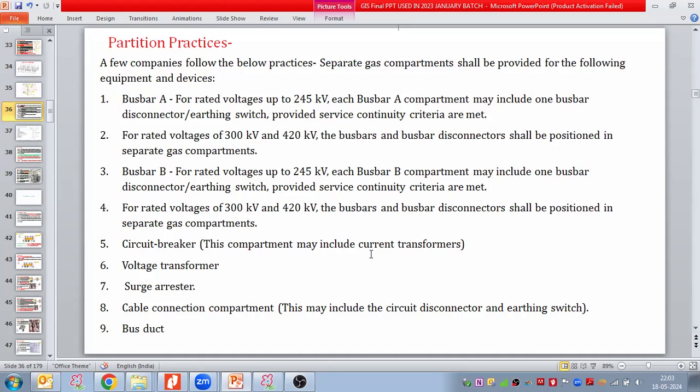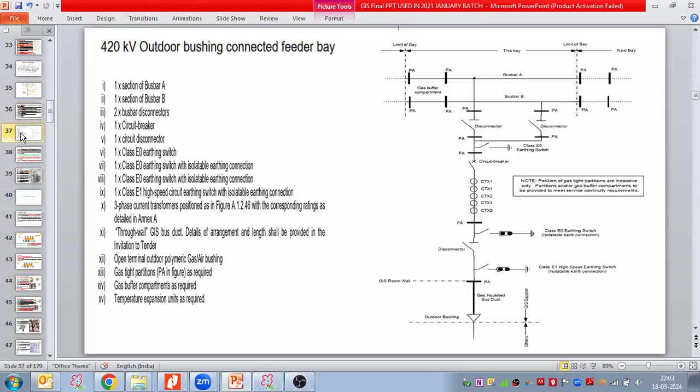Breaker, this compartment may include the current transformer sometimes, otherwise we take breaker as a separate compartment, VT separate compartment, arrestor separate compartment, cable connection separate compartment, and then we take the bus duct separately. So this is a study for the 420 kilovolt substations and gas compartmentalization that we are doing here.